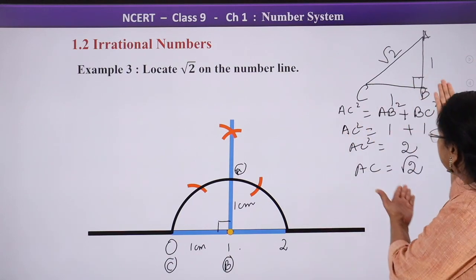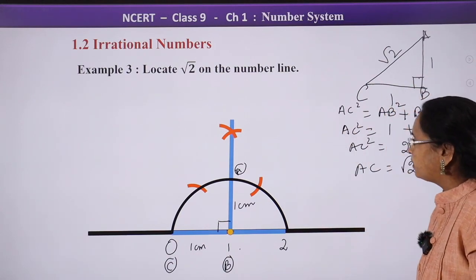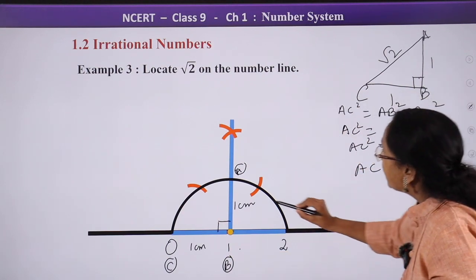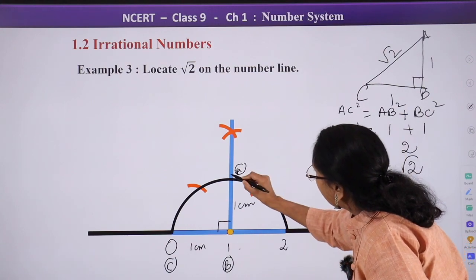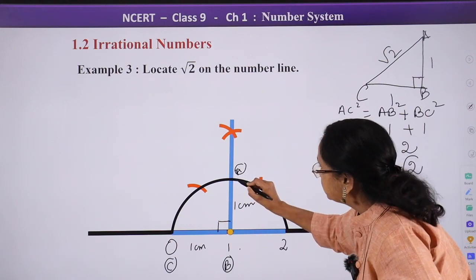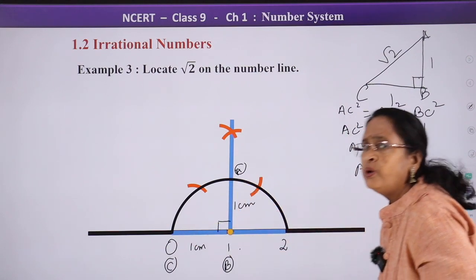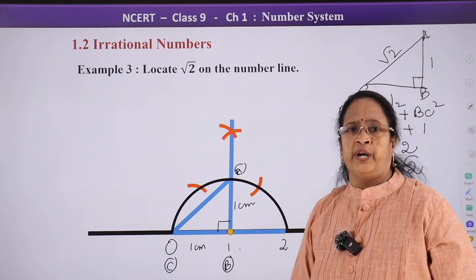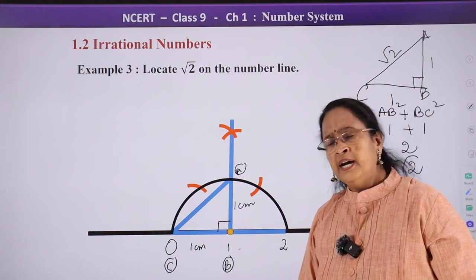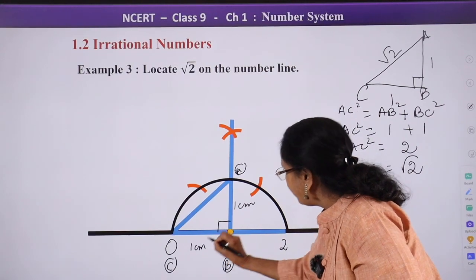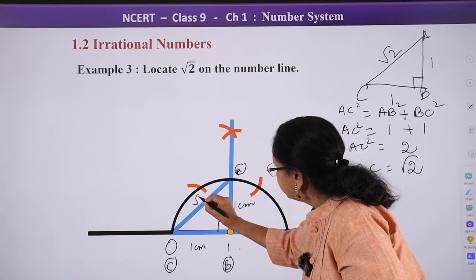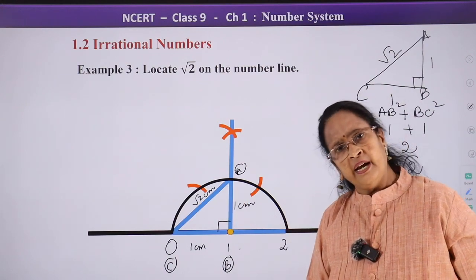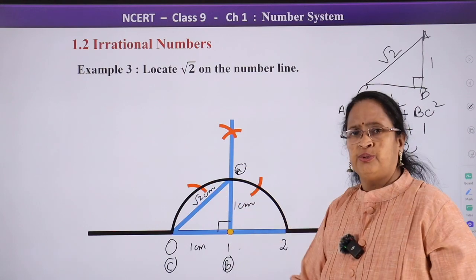Now, as per the Pythagoras theorem which I have shown you, I have to get root 2, isn't it? Now, how do I get root 2? Suppose this is point A. I join A to the 0 point. This is the joining. Is it clear? Now, I have joined this. This is 1, this is 1. Definitely, this is root 2 centimeters. So this is root 2.